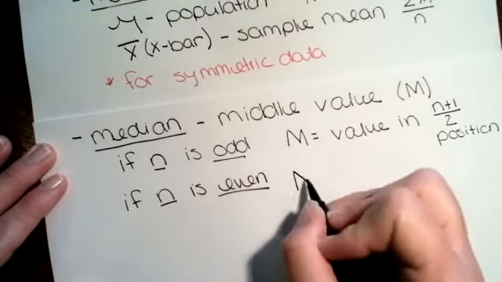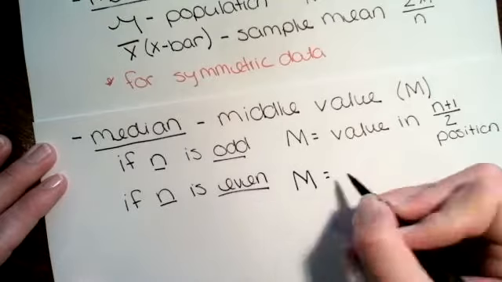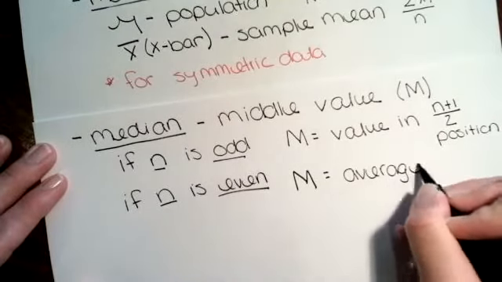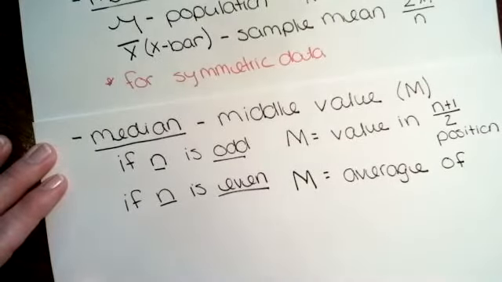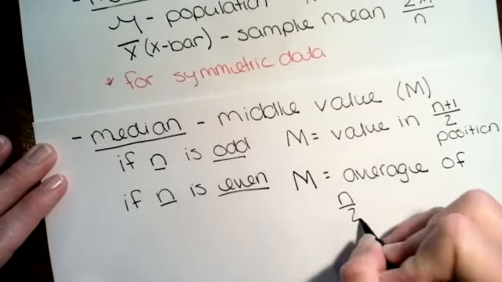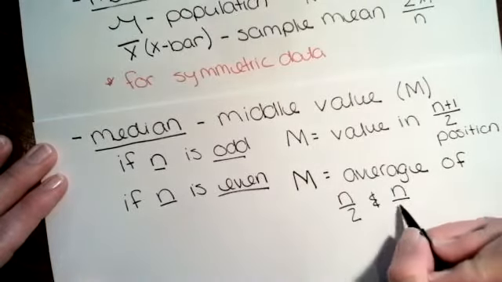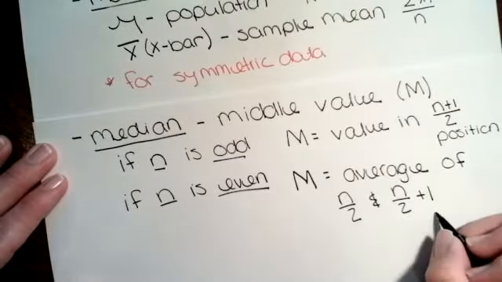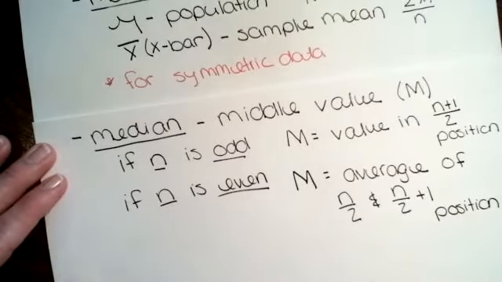Then in that case, maybe we have n equal to like 100. Then what we're looking at here is the average of the two middle values. So you're looking at the average of the numbers in position n divided by 2 and n divided by 2 plus 1. Those two numbers, you're going to take the average of those. I'm going to write "position" because it's the numbers in those positions.